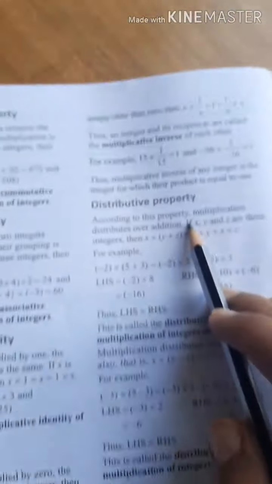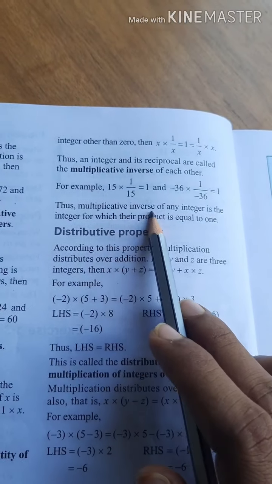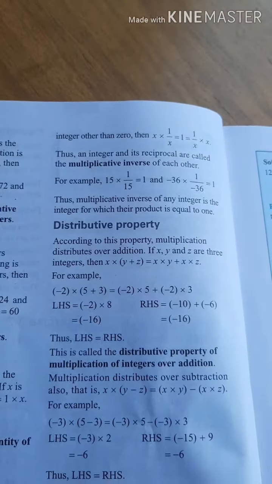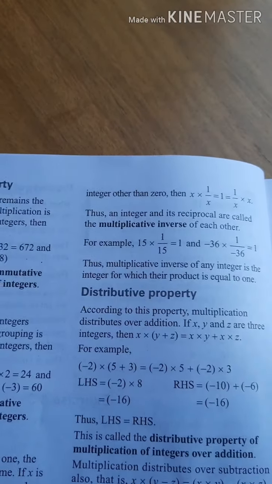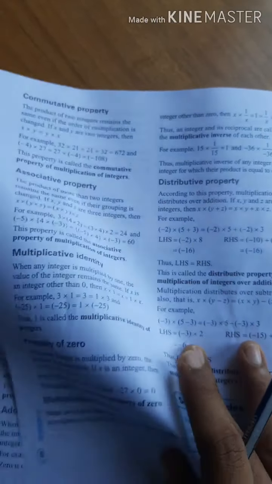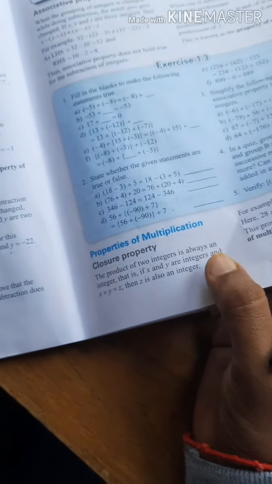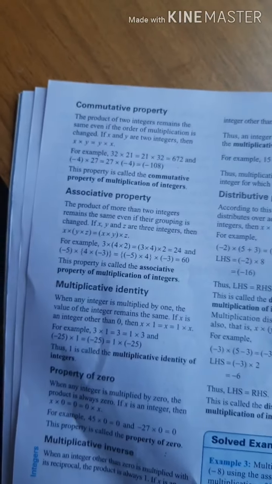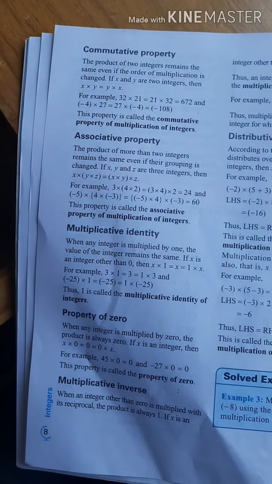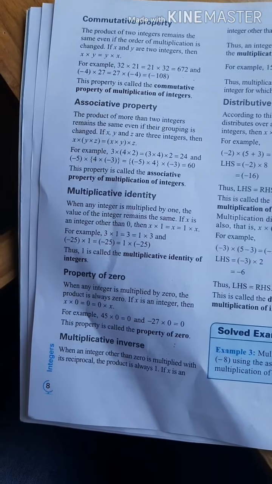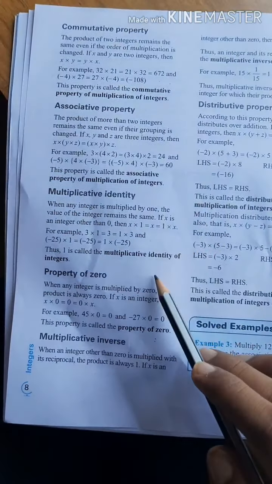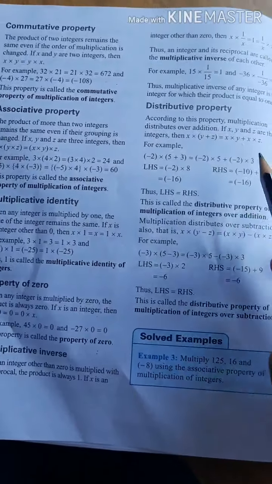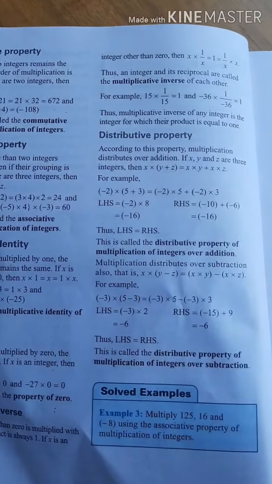So the multiplicative inverse of any integer is the integer for which their product is equal to 1. So under the properties of multiplication, closure property, commutative property, associative property, multiplicative identity, multiplicative inverse, these 5 are satisfied. Then extra we saw the property of 0 also. Now we are going to see the distributive property.